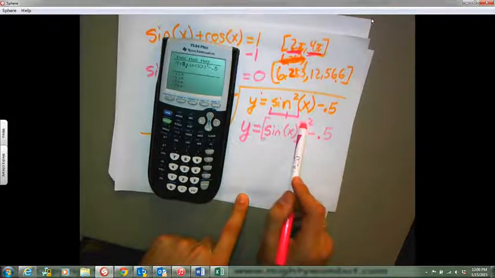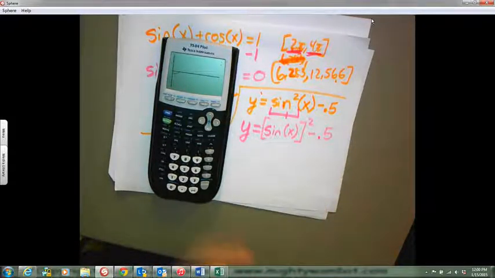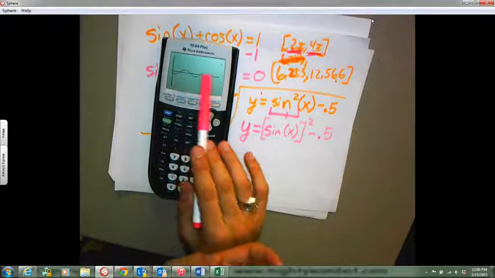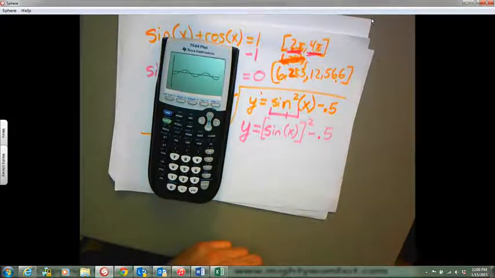We click graph. I'm not going to find the solutions. Everybody knows how to find the zeros. I just wanted to show you how to plug in. When we have sine squared, it could have been sine to the 20th. It could have been any exponent. It doesn't matter. Questions?